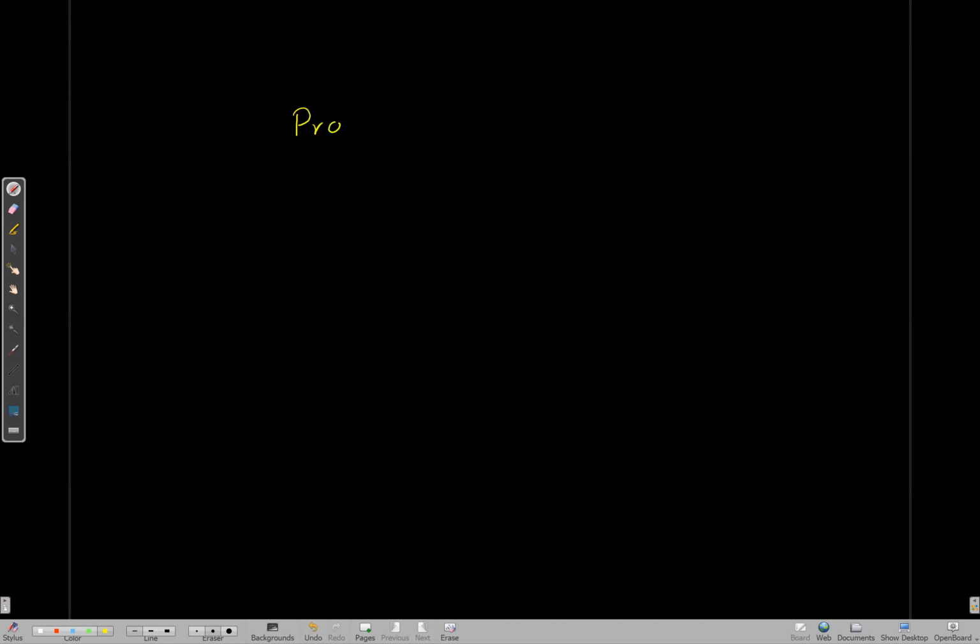Today we are going to talk about properties of logarithm. Properties of log. Now, first one, log base b of 1 is always 0.